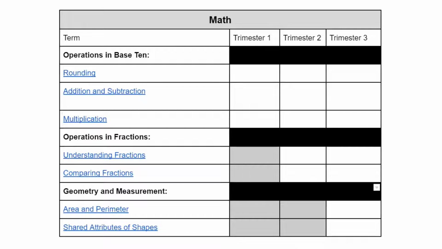All right, so I took each content area and gave it a slide here, just giving an example of what we're going to look at. You have the 3 trimesters, and then on the left-hand side, you have the priority standards. In third grade, in base 10, we have rounding, addition, subtraction, multiplication. Under fractions, we have understanding fractions and comparing fractions. And in geometry and measurement, we have area and perimeter and shared attributes of shapes. So those are the things we're going to be looking at.